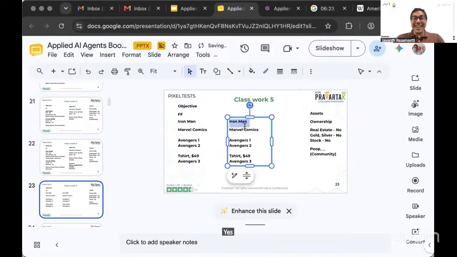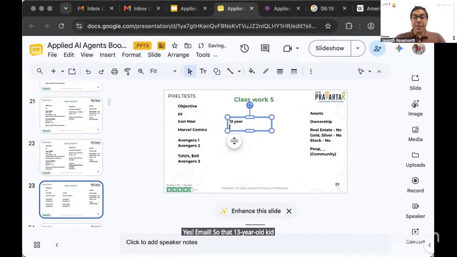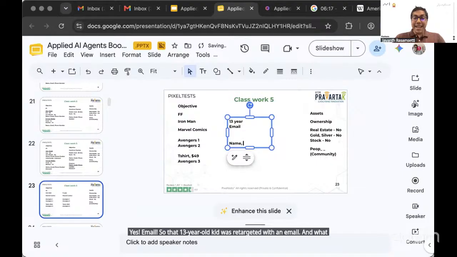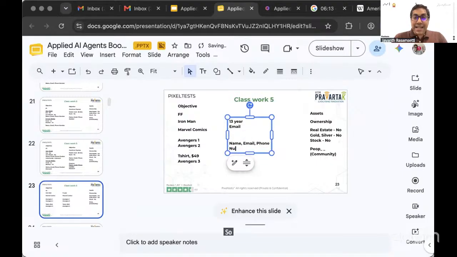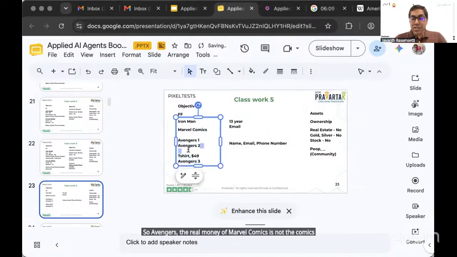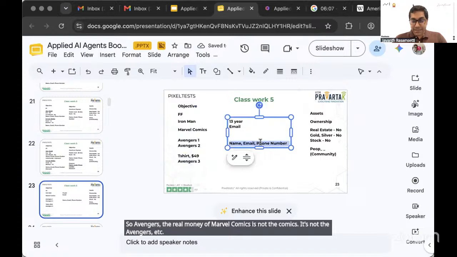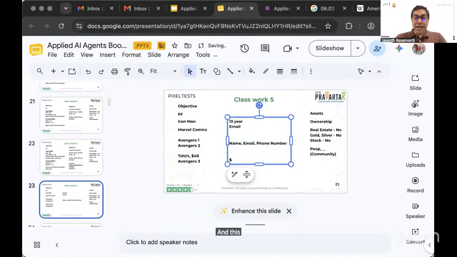Yes, email. So that 13-year-old kid was retargeted with an email. And what is email? Name, email, phone number. So Avengers, the real money of Marvel Comics is not the comics. It's not the Avengers, etc. It's the database. And that year, he made me get a $49 shirt.